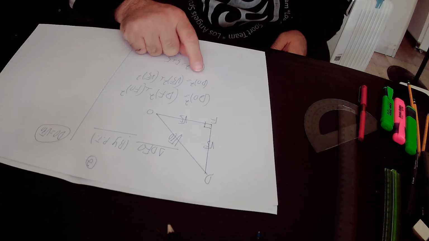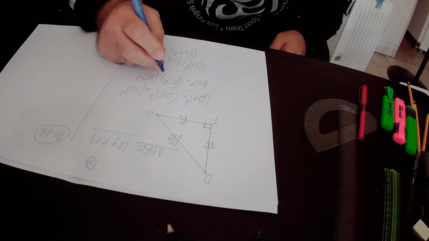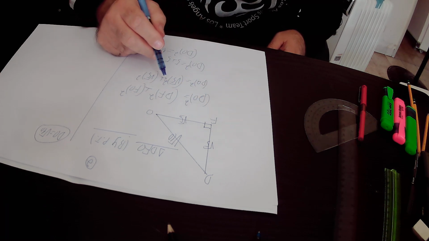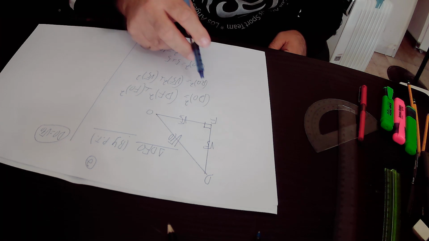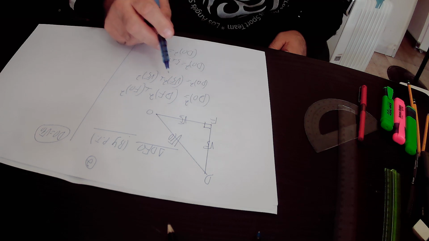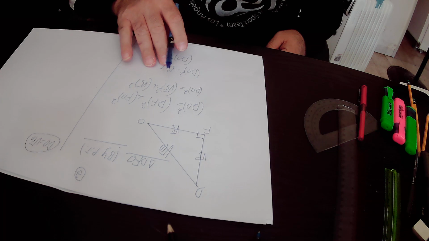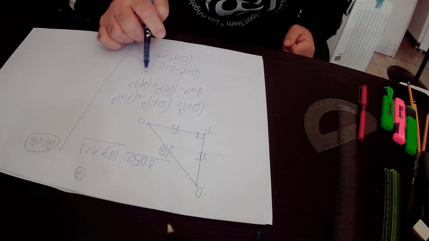That is to say, DO square, the square of the hypotenuse, must be equal to DF square plus FO square. DF equals the square root of 5, therefore DF square equals the square root of 5 squared. FO also equals the square root of 5, therefore FO square equals the square root of 5 squared. So DO square equals the square root of 5 squared plus the square root of 5 squared.